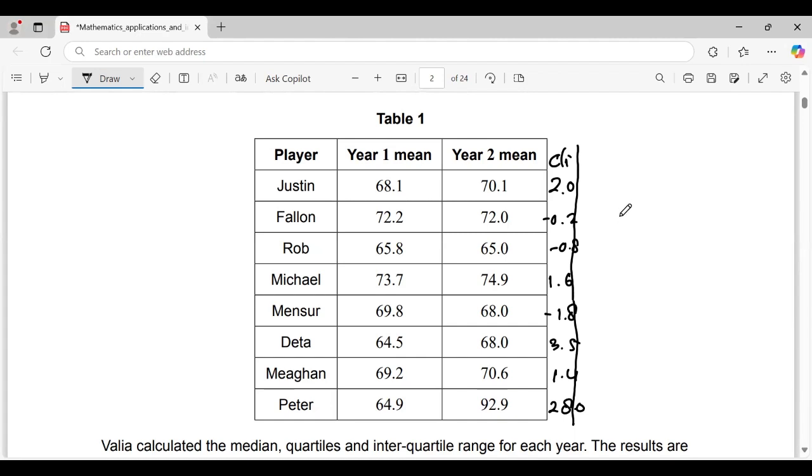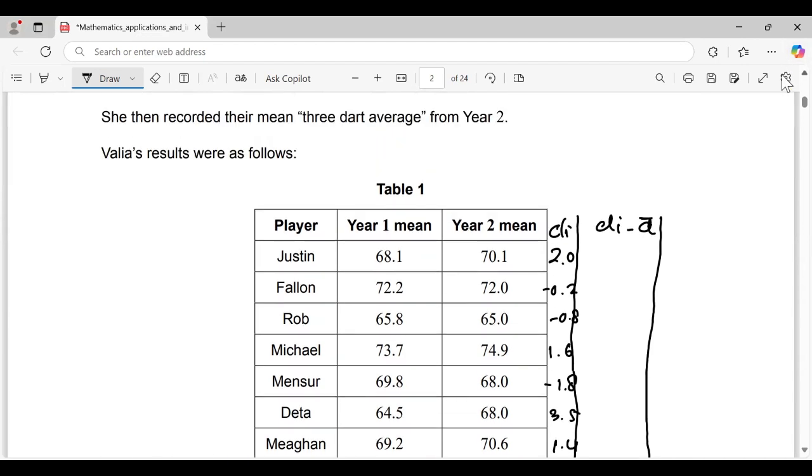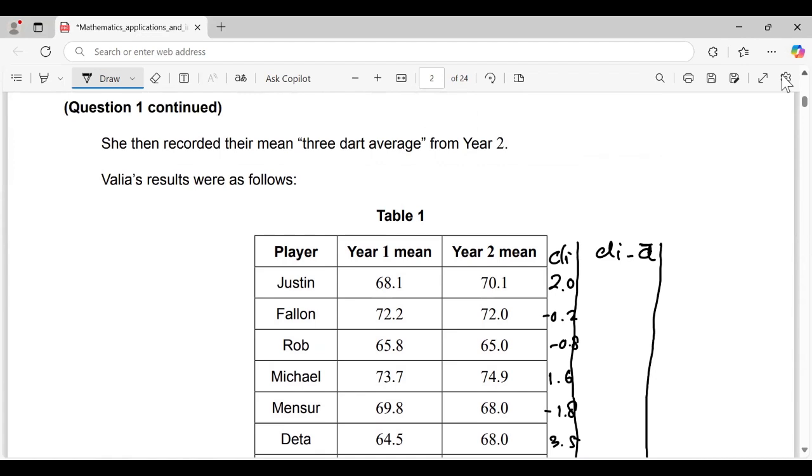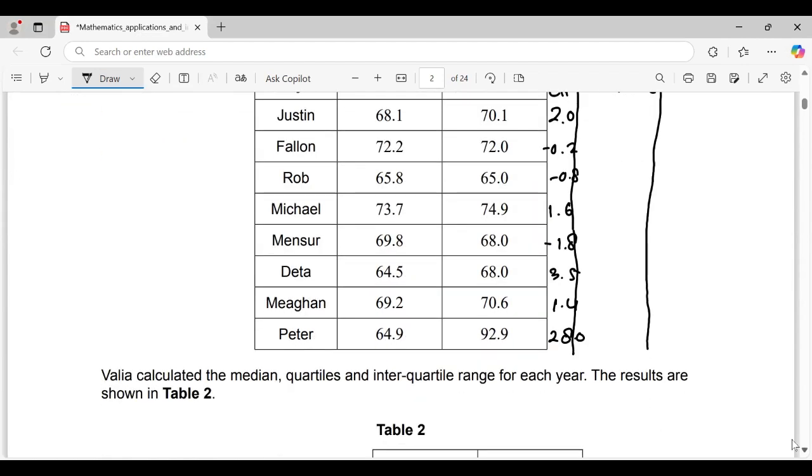And after that, I'm going to find the next column, the difference minus the mean. Okay. And then, the difference minus the mean, we have not yet determined the mean. I'm going to find the mean first.